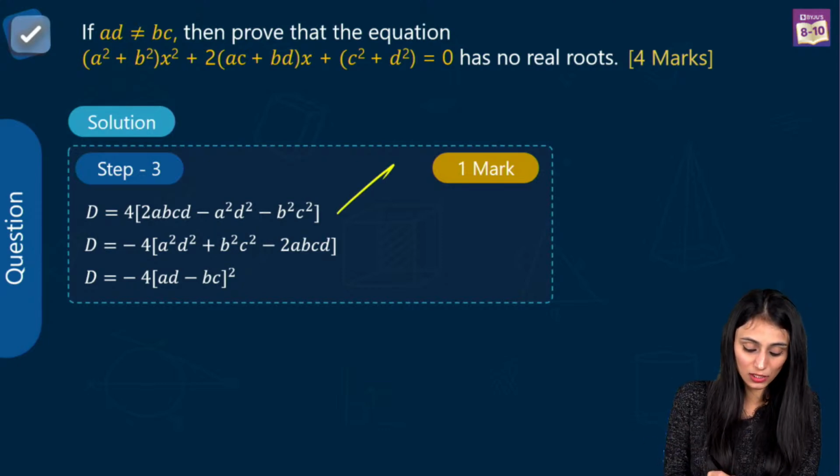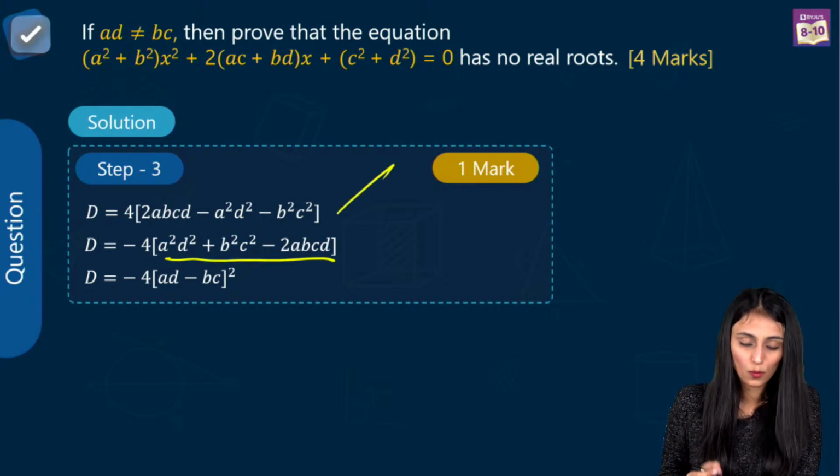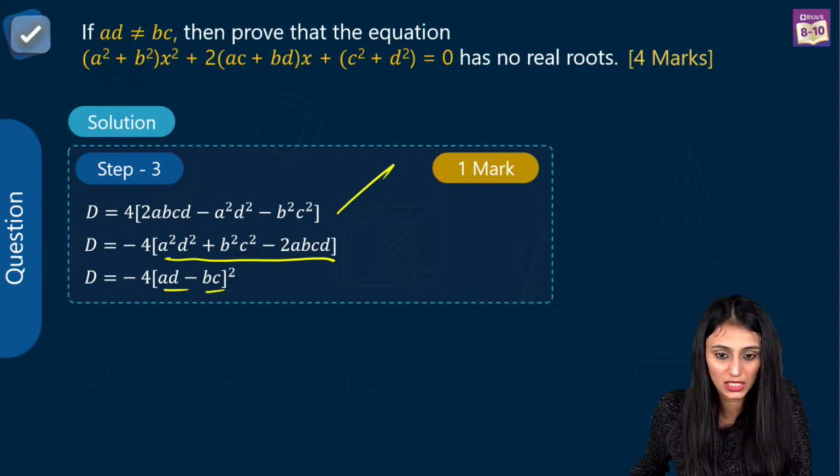Now I'll take minus sign common. So we have this inside the bracket. What is it actually showing? It is AD minus BC whole square multiplied with minus 4.